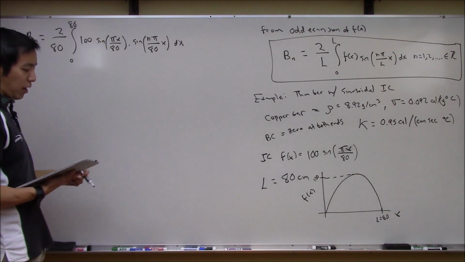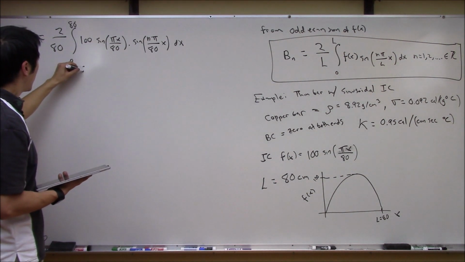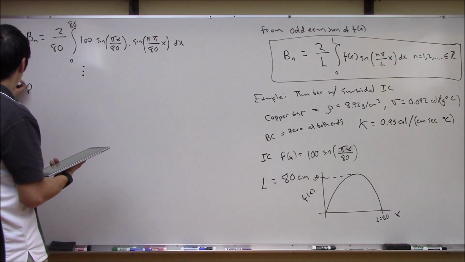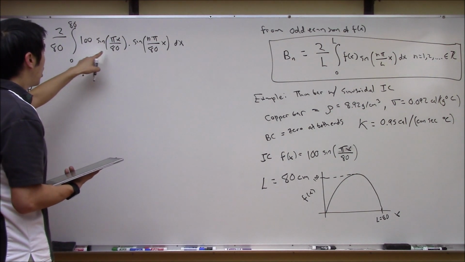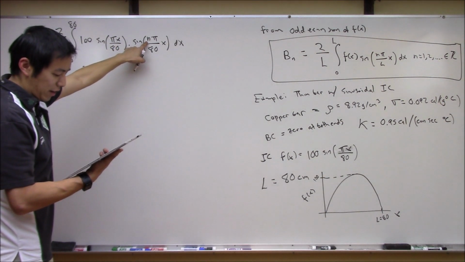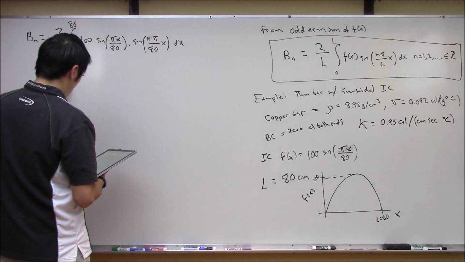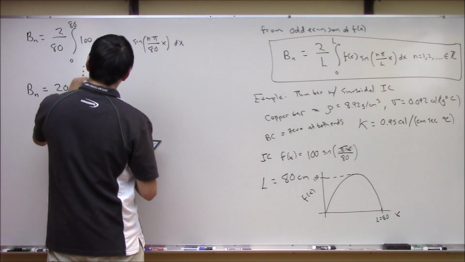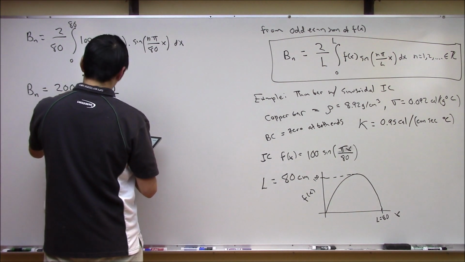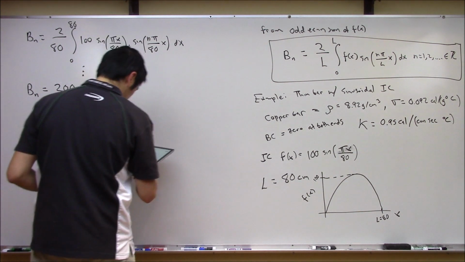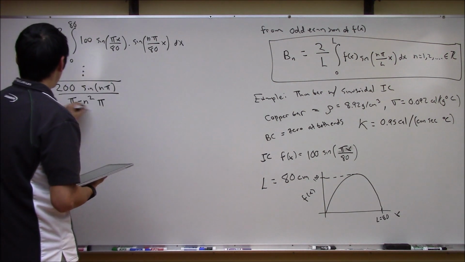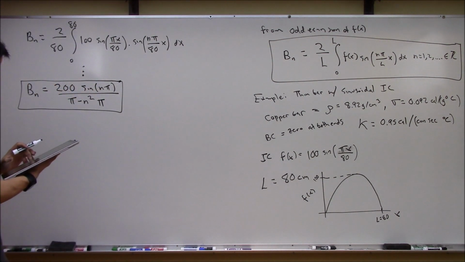Go ahead and do this in Mathematica or do it by hand. I don't think it would help to just have me do this out here on the board. What you're going to end up with at the end of the day is a function of n. N is the only thing that's going to survive out of this. And what you end up with is actually 200 times sine of n pi all over pi minus n squared pi. Okay, so here we go. Here's our Bn coefficients, right?